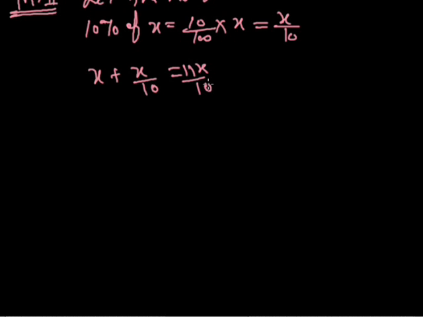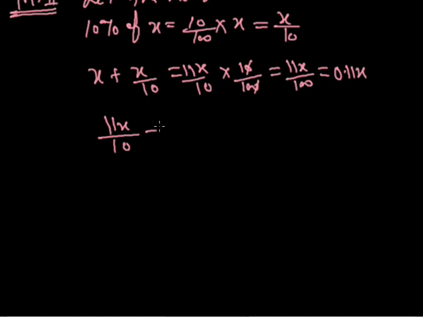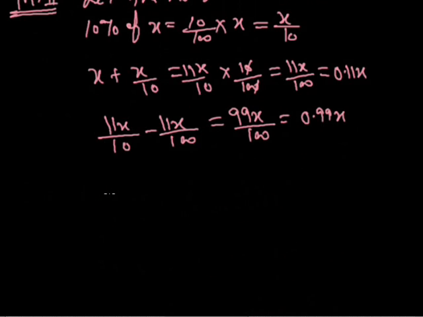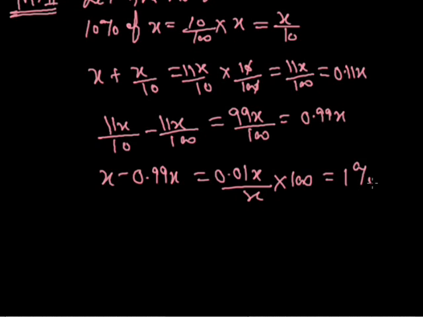Now the decrement in the number is by 10%. 10% of this number will be given by 10 upon 100 into 11x by 10, that means 11x upon 100, that means 0.11x. So I have decreased the number 11x by 10 by 11x by 100. In this sense the new number will be given by 99x upon 100, or you can say 0.99x. Okay. In this way we can see that the change in the number is 1%. Again, x minus 0.99x is 0.01x, that is out of x, so out of 100 it will be 1%. So 1% decrement is there.